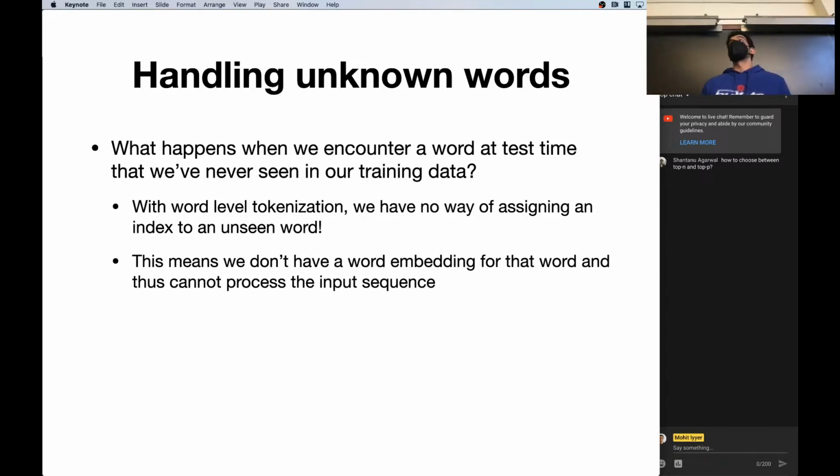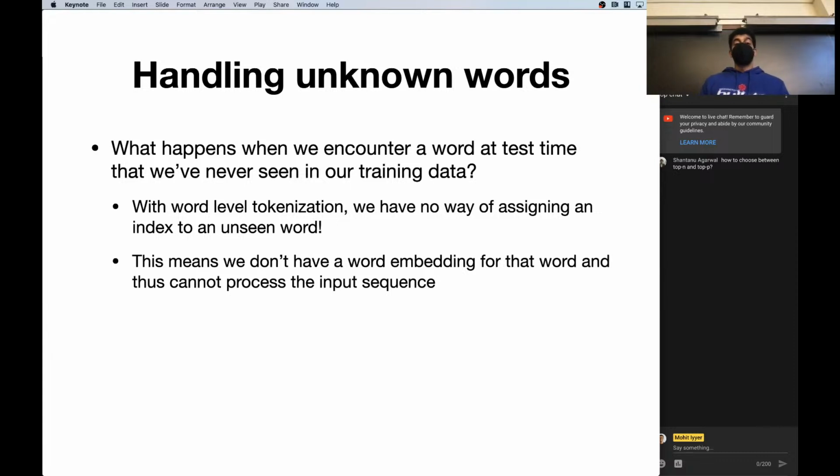One approach is very simple: if I see such a word, I'll just ignore it. So I'll treat it as if it doesn't even exist. What are some issues with that? Why might I not want to do that?